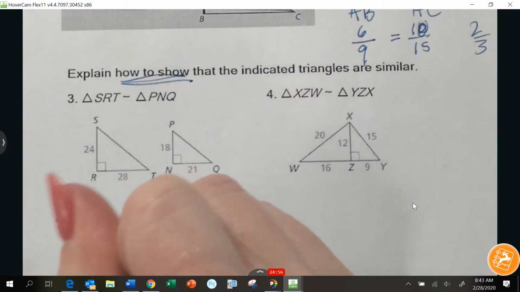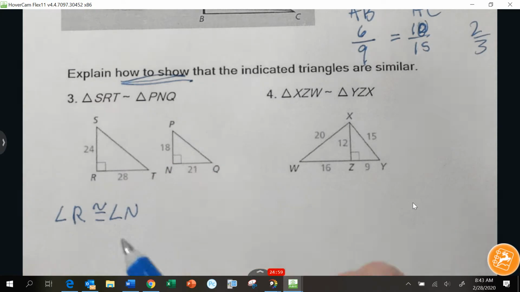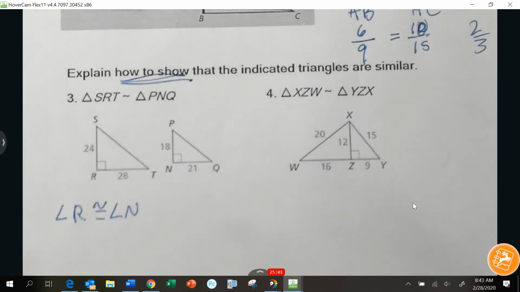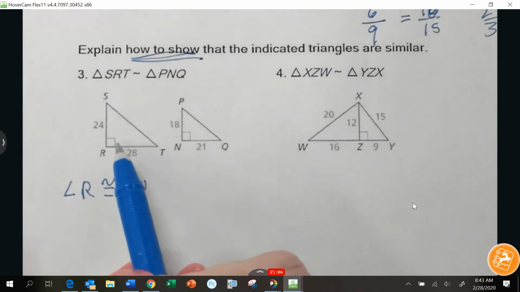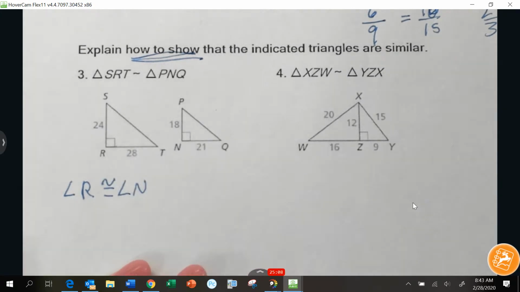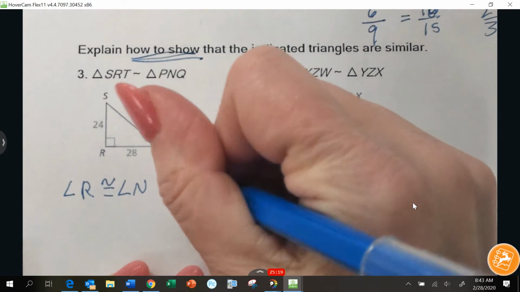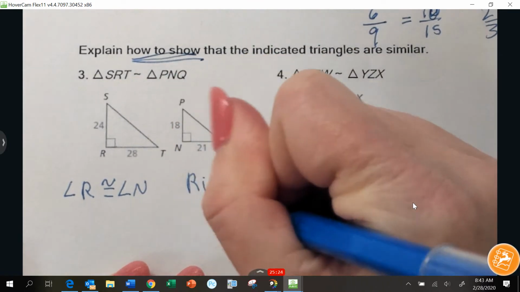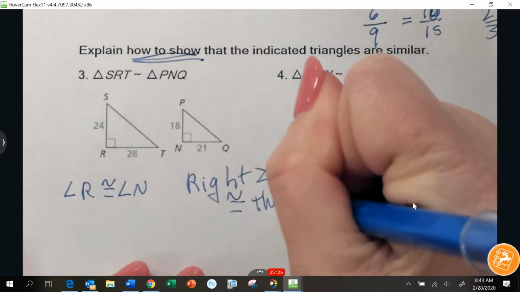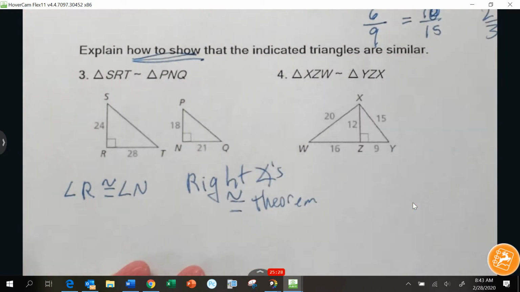So angle R is congruent to angle N. Lynn said it earlier. Does anybody else besides Lynn, because I know Lynn knows the answer, can anybody else tell me why these two angles are congruent? Rakaya? That is true. They're both right angles. What is it, David? The right angles congruence theorem. Right angles congruence theorem. That's the theorem that says the right angles are congruent. Okay.